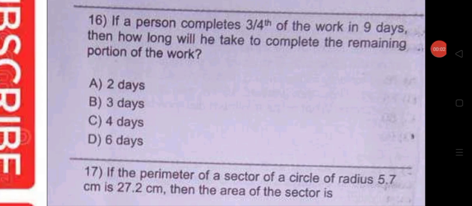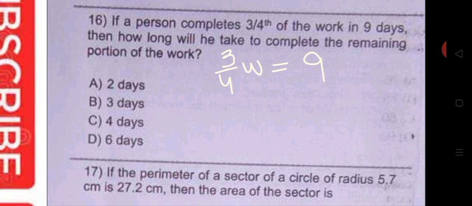Next question is, if a person completes 3/4 of work in 9 days, then how long will he take to complete the remaining portion of work? The options are 2 days, 3 days, 4 days, or 6 days. Okay. So here we are given that 3/4 of work is equal to 9 days.